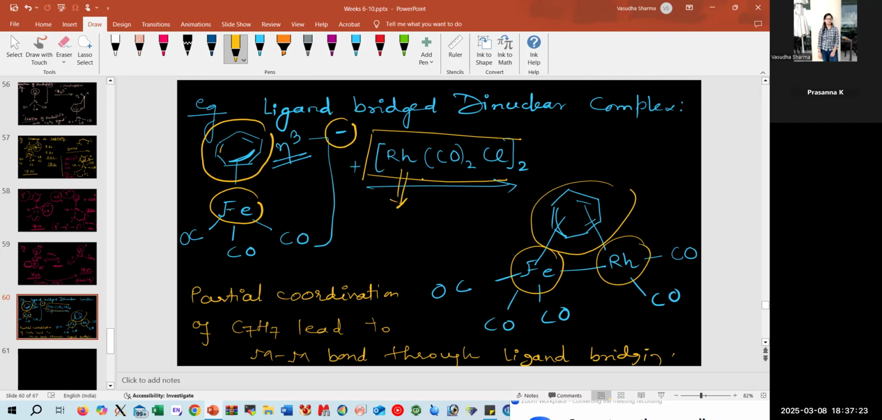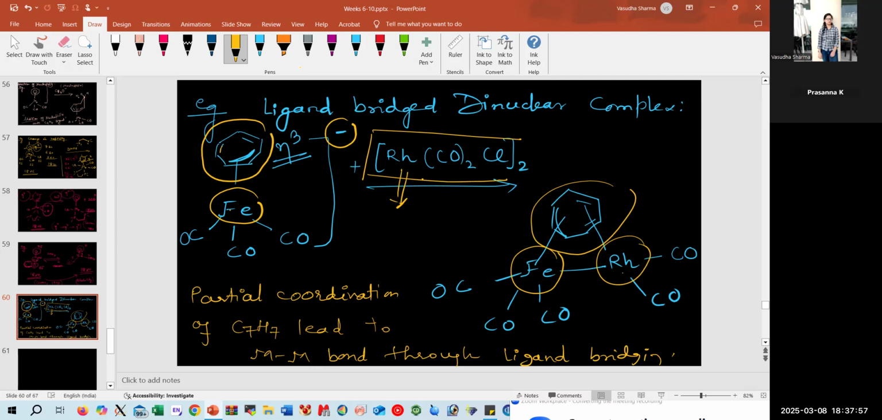Similarly, in the second case, the 2 means it is making a dimeric structure. We have 2 rhodiums, 4 carbonyls, 2 chlorines, and half of the molecule goes out and only half remains, because iron can make one single bond with rhodium. The rest of the 4 coordination, which was fulfilled in the dimeric structure, is now fulfilled by C7H7. That is why whenever you have partial coordination of C7H7, that would lead to a metal-metal bond.